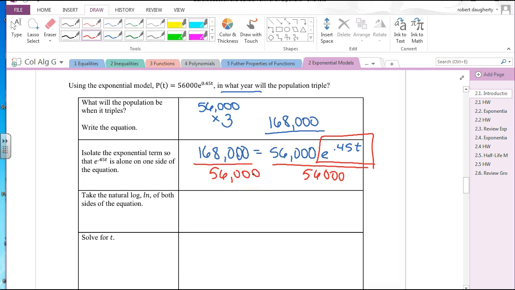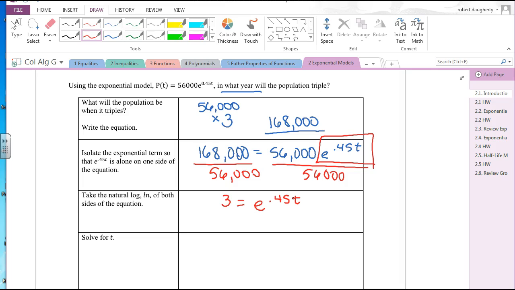Now this one should be pretty straightforward, what's 168,000 divided by 56,000? It's 3. We've already figured that out. So 3 is equal to e to the 0.45t. Now I have an exponential on one side of the equation. To solve for the exponent, I need to do what to both sides of this equation? Not divide, not add. I need to take the log.